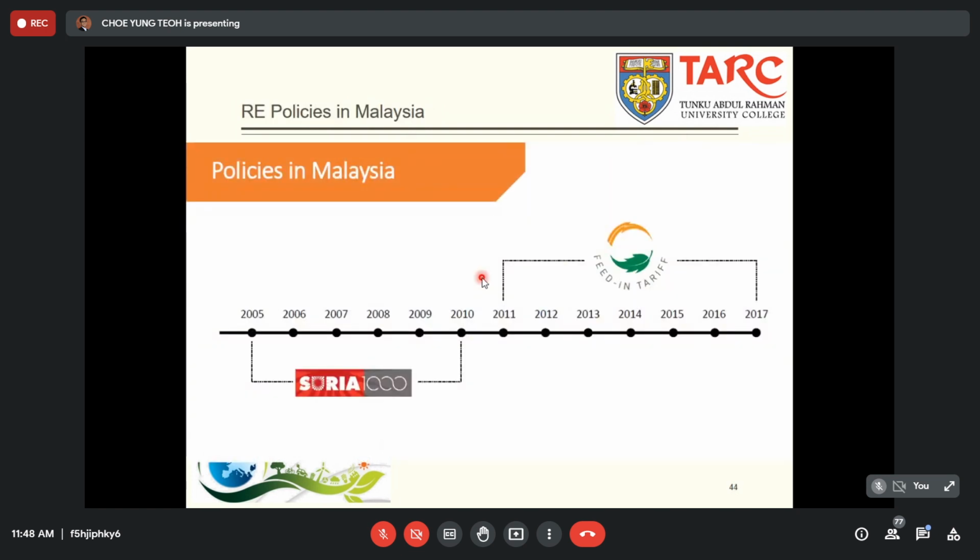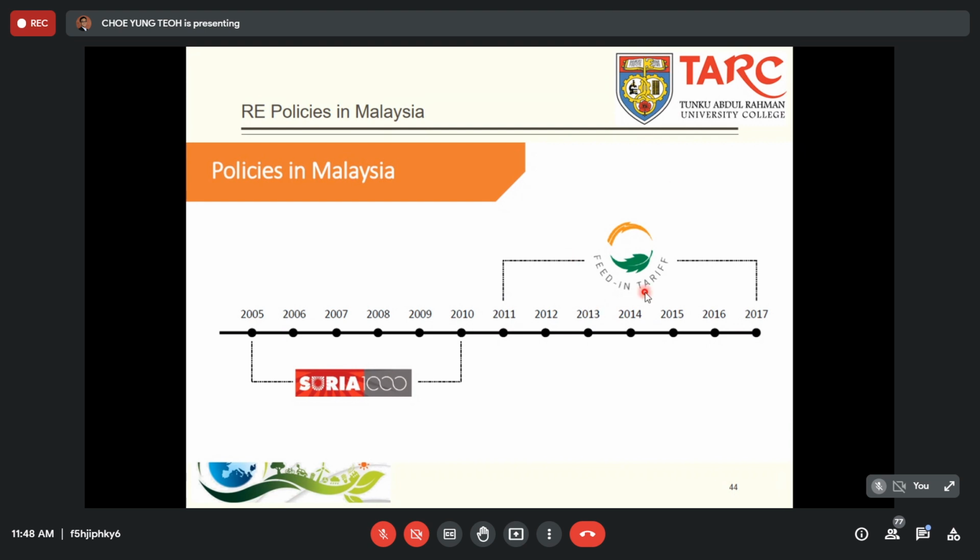And now we talk about policy in Malaysia. Malaysia started to have a policy in year 2005. The first policy in Malaysia we call Suria 1000. It ran from year 2005 to year 2010, and the effect was not so good. I would say the policy was not too attractive. Then from year 2011 until 2017, we started to have the feed-in tariff.